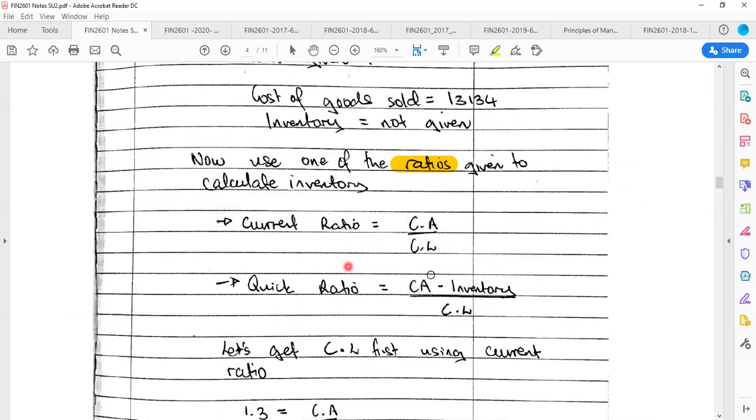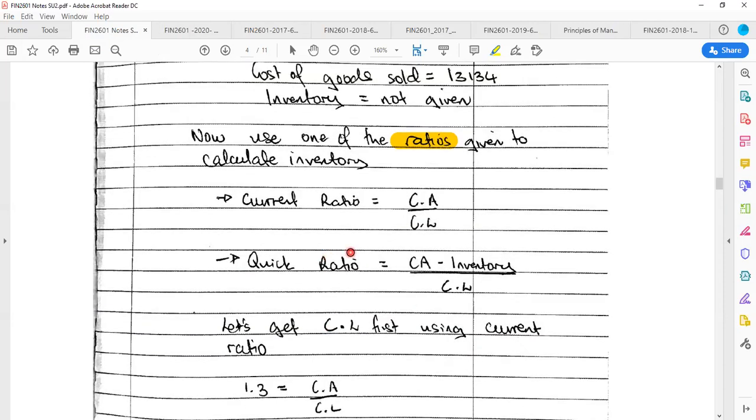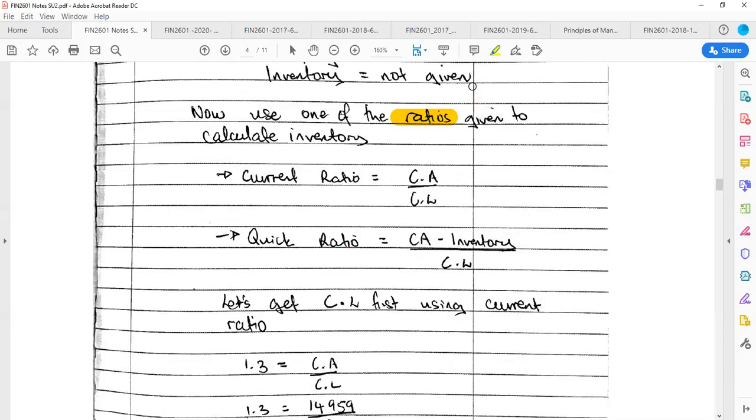This is where things can be a bit tricky, right? I know I need to use this formula because it's the one that has inventory. I need to get the inventory amount using this formula, with some maths. First, I need to get my current liabilities using the current ratio. Then after getting those current liabilities, I'm going to substitute them into the formula for the quick ratio, and then I'll solve for my inventory.